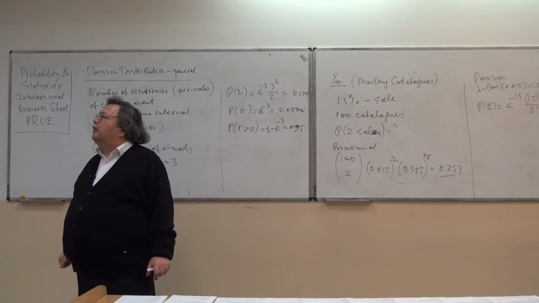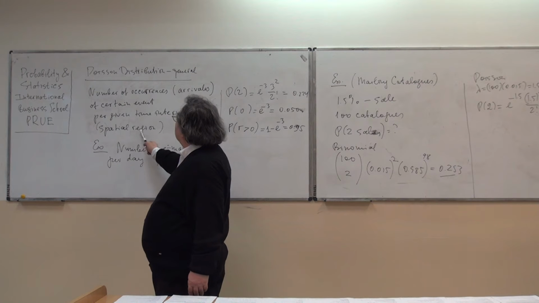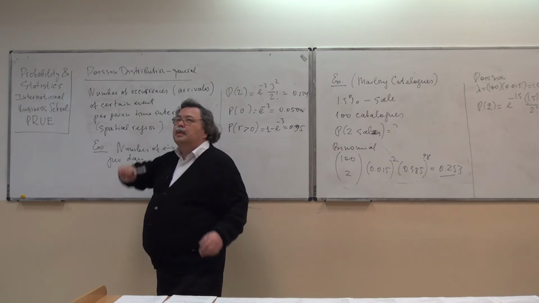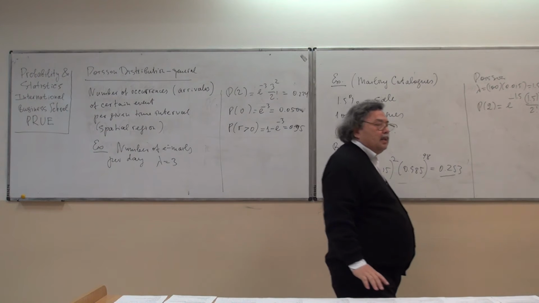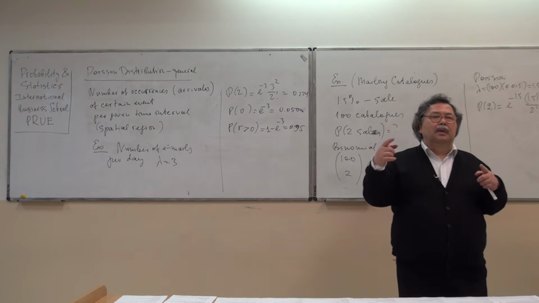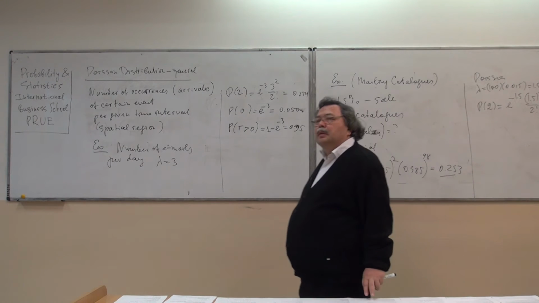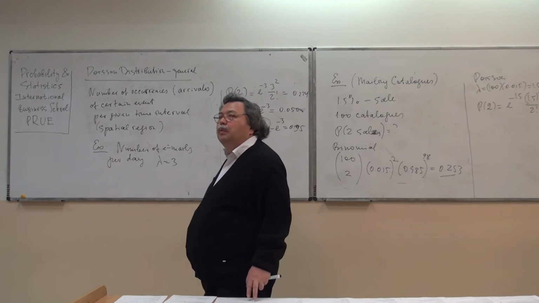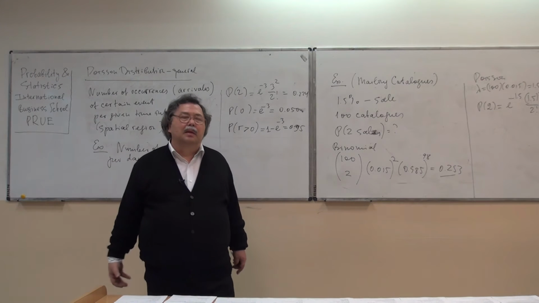Okay, let's look at certain event interval occurrences. I didn't write it here explicitly, but I said that we assume that the arrivals of this event are independent of one another. And this is an important condition. If you use the Poisson distribution, you should take care that this condition is satisfied.